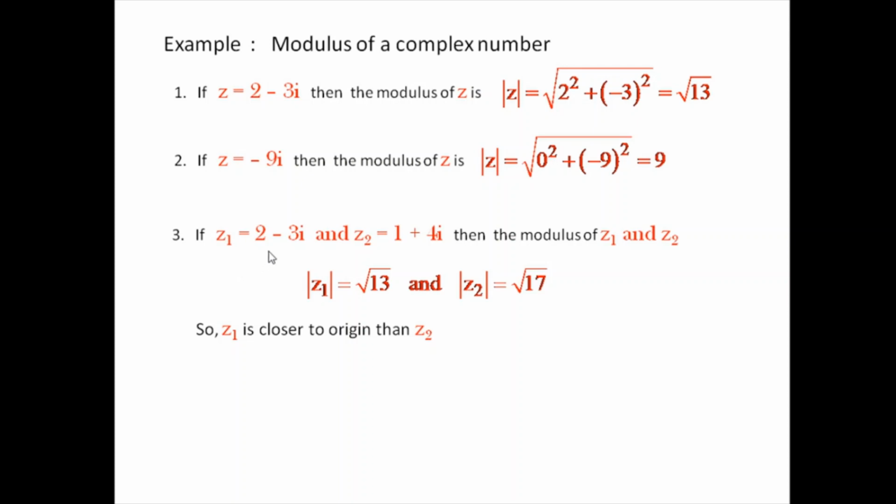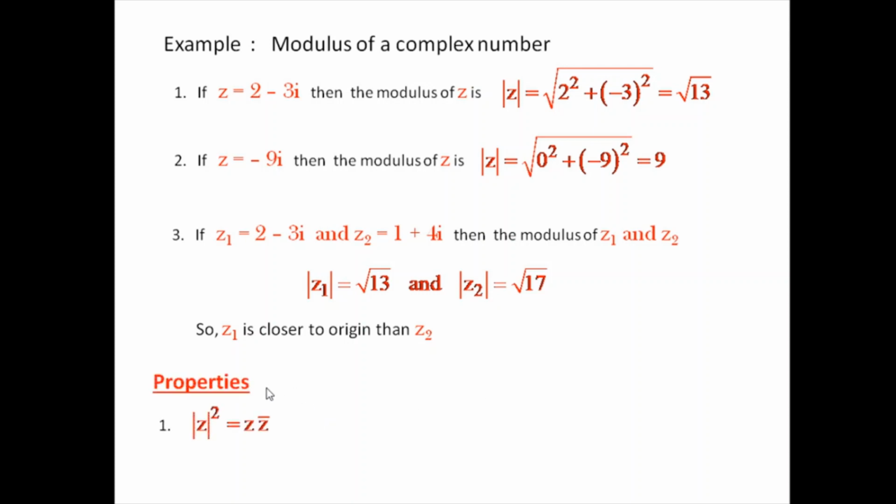If z1 is 2 minus 3i and z2 is 1 plus 4i, then we can calculate the modulus of z1 as the square root of 2 square plus minus 3 square, so that's root 13, and the modulus of z2 as the square root of 1 square plus 4 square, so that's root 17. So the first value is smaller than the second, which means the complex number z1 is closer to the origin as compared to the complex number z2.